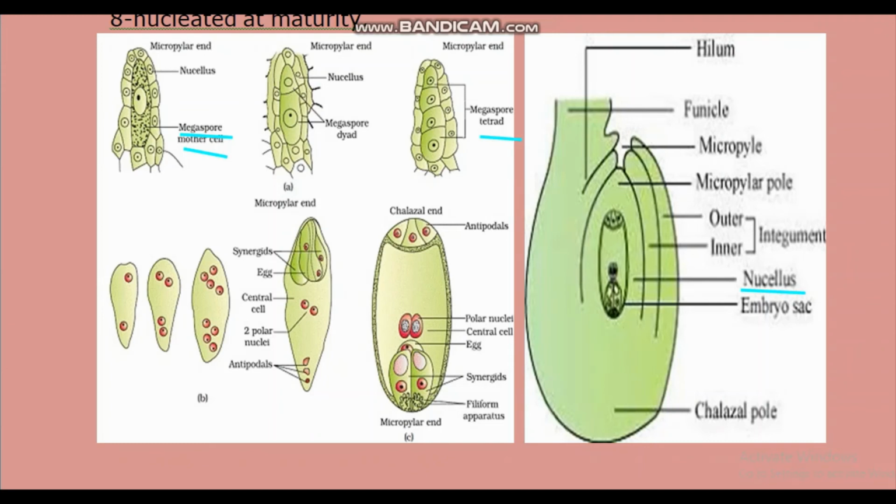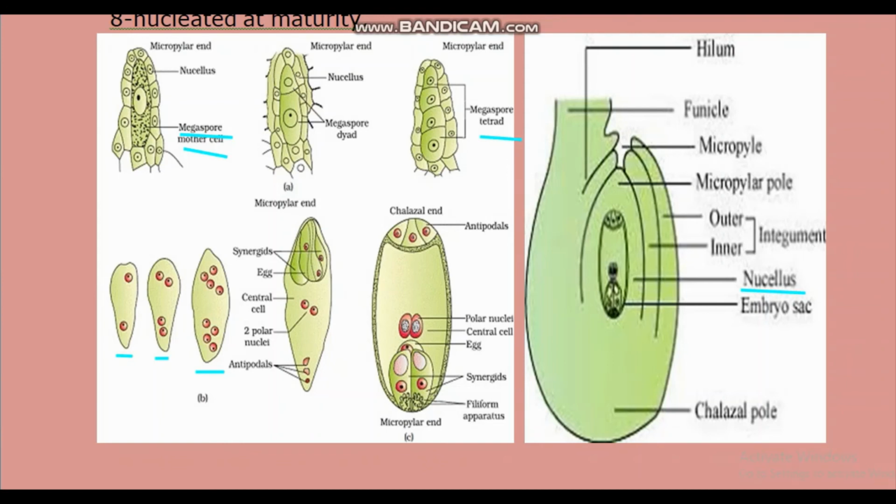And inside that functional megaspore, again you can see there is a mitosis. Mitosis means 1 nucleus divides into 2. There is no cytoplasmic division, no cell division completed. Only the nucleus divides and forms 2 nuclei. Then there is a second mitosis, formation of 4 nuclei. Then the third mitosis, there is formation of 8.